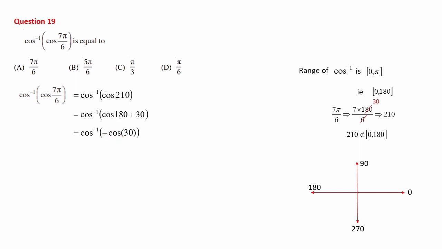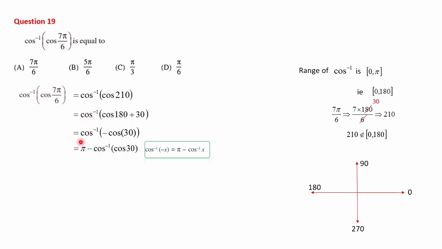And this is in the format cos inverse of minus x. We know the formula for cos inverse of minus x, pi minus cos inverse x. We have learned this in the beginning of this chapter. Cos inverse of minus x is pi minus cos inverse x. Here instead of x we are having cos 30. So we will be writing pi minus cos inverse of x, that is our x is cos 30. So pi minus cos inverse of cos 30.